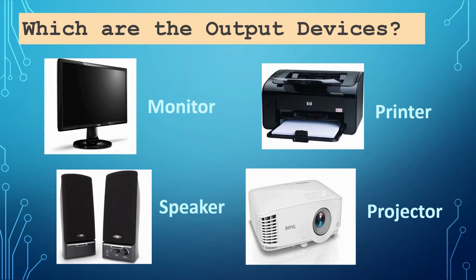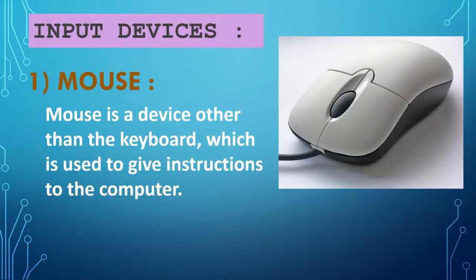Now students, today we are going to learn about input devices only. And in the next lecture, we will learn about output devices. Our first input device is mouse. Mouse is a device other than keyboard which is used to give instructions to the computer. This device we are using to give the instructions.